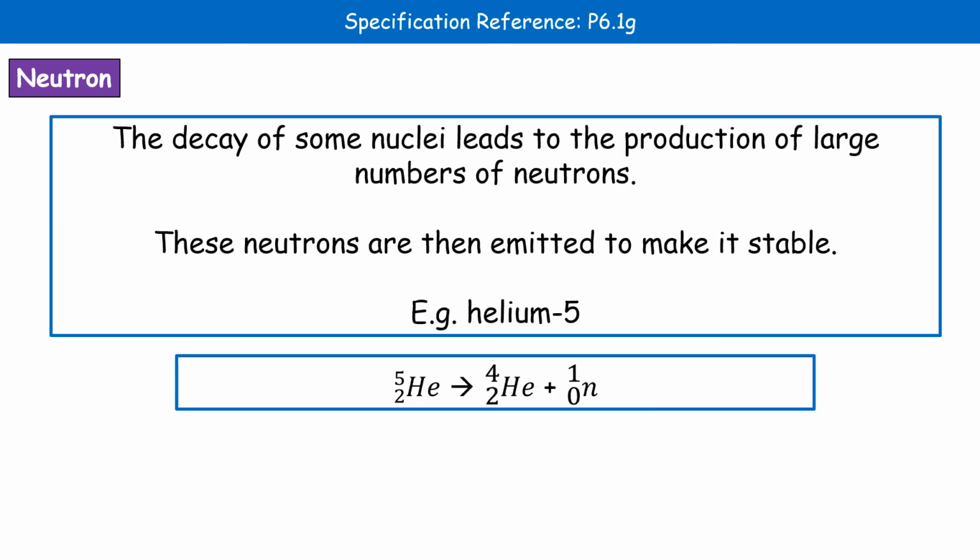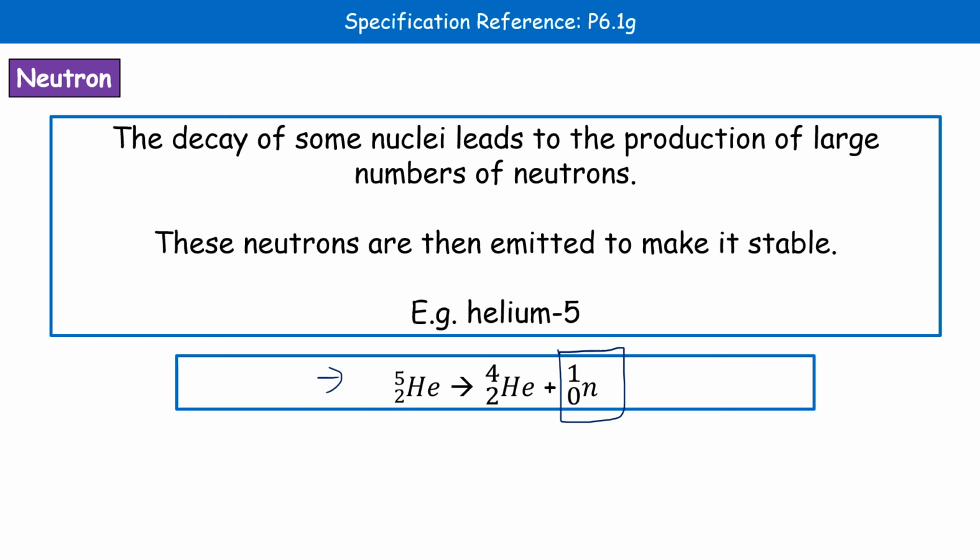And finally, neutron decay then. Here's our little equation at the bottom. What we find is that the decay of some of these nuclei leads to a production of large numbers of neutrons. And then we've got to emit those neutrons in order to make it stable. So here's our example. We've got helium, which has got a mass number of 5, atomic number is 2, and if you remember, there is our symbol for our neutron. So mass is 1, atomic number is 0.